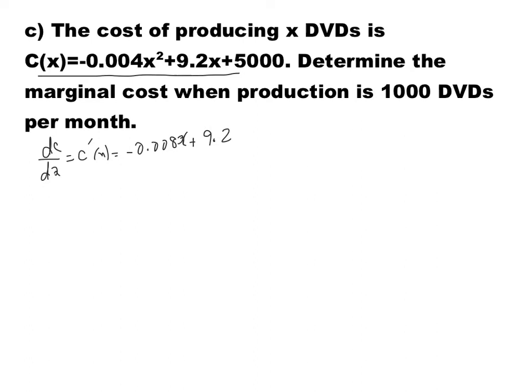Now, evaluating this at 1,000 is going to give us negative 0.008 times 1,000, which is negative 8, plus 9.2, which is $1.2 per DVD. This means that when the number of DVDs sold in a month is 1,000, the cost is $1.20 per DVD.